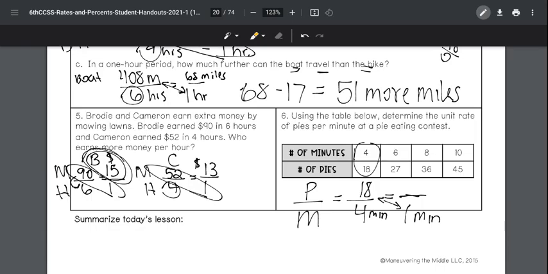Okay, so we're going to do 18 times 1, cross multiply and divide. 18 times 1 is 18. Now 18 divided by 4 gives us 4.5. So that means every single minute, this person can eat 4.5 pies. They must be tiny pies, or that's very intense. Okay, so to find our unit rate, all we did was cross multiply and divide to figure out how many pies this person can eat in 1 minute. And that's it for your intro to rates.